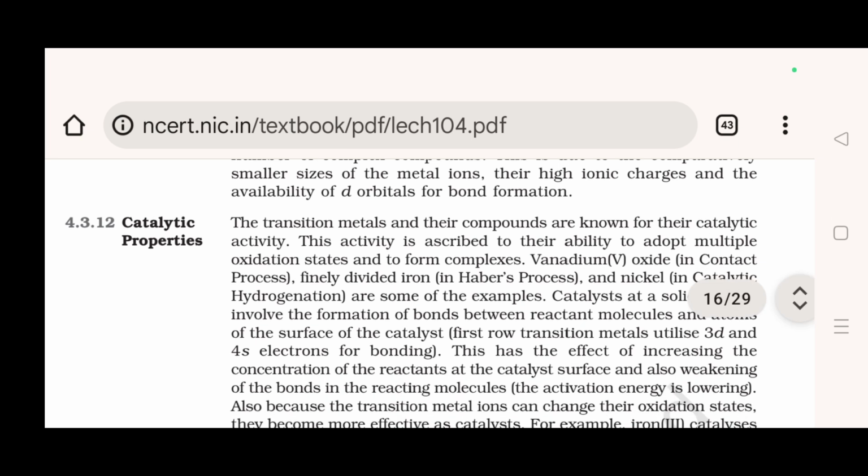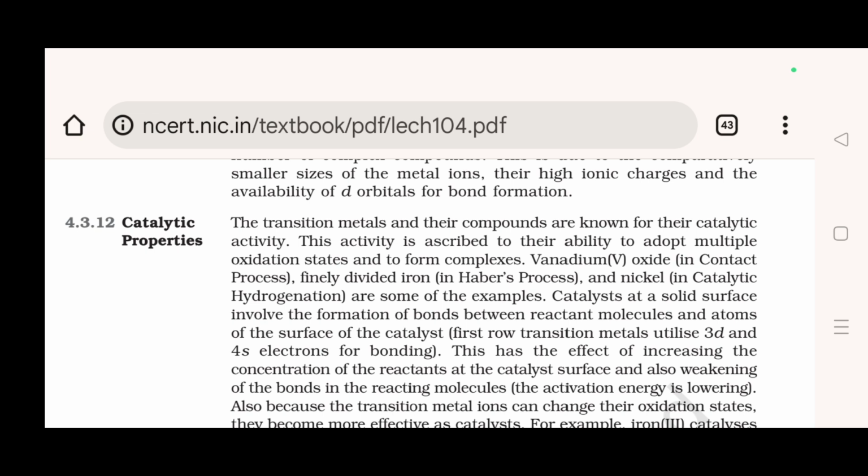Now we shall discuss the catalytic properties. The transition metals and their compounds are known for their catalytic activity. This activity is ascribed to their ability to adopt multiple oxidation states and to form complexes. Vanadium(V) oxide in the contact process, finely divided iron in Haber's process, and nickel in catalytic hydrogenation are some of the examples.